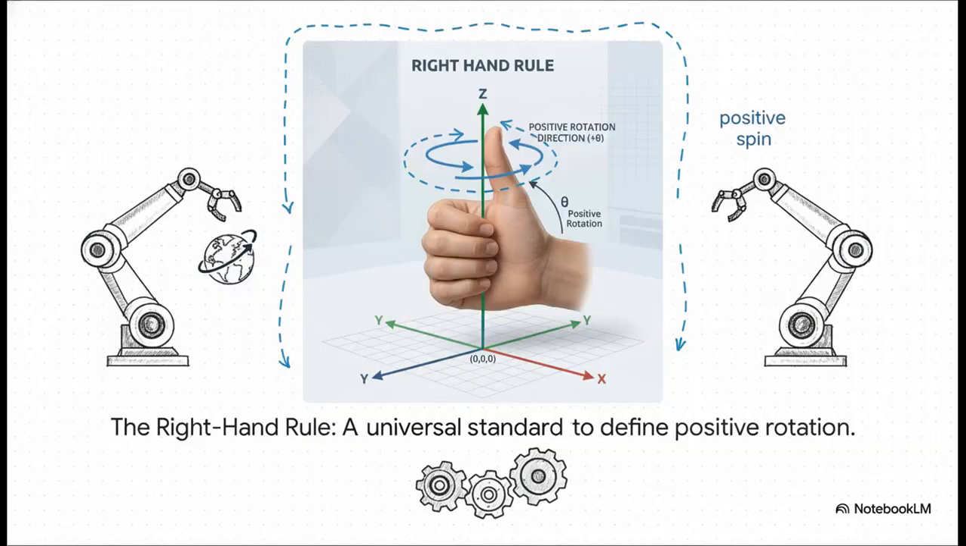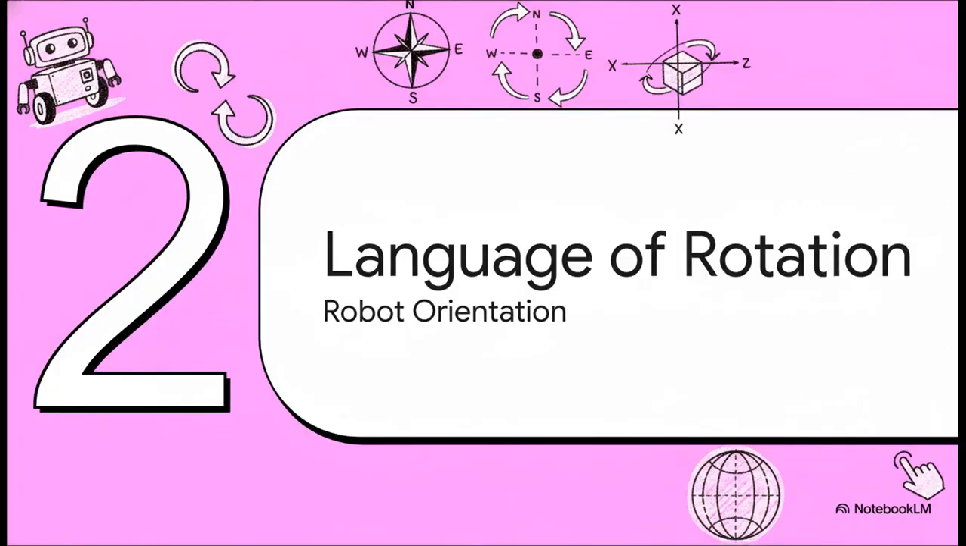Now, to make sure everyone's on the same page and avoid total chaos, engineers came up with a standard. It's called the right-hand rule. You can do it right now. Stick out your right hand, point your thumb up, say along the Z-axis. See how your fingers curl? That direction is the positive direction of rotation. It's a super simple trick, but it means that every roboticist and every robot in the world agrees on which way is up and which way is a positive spin. Super important.